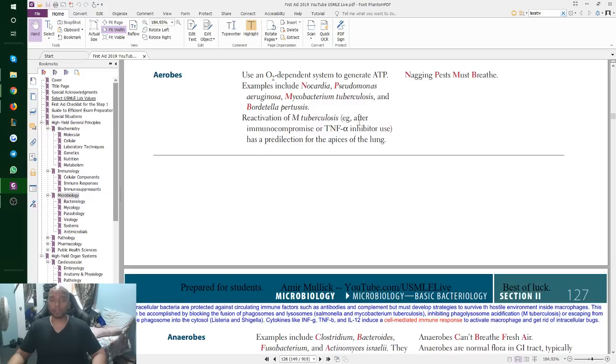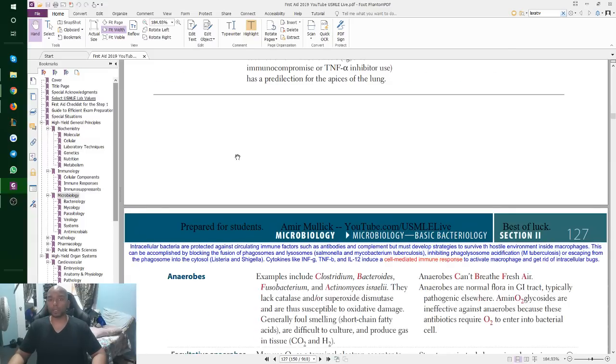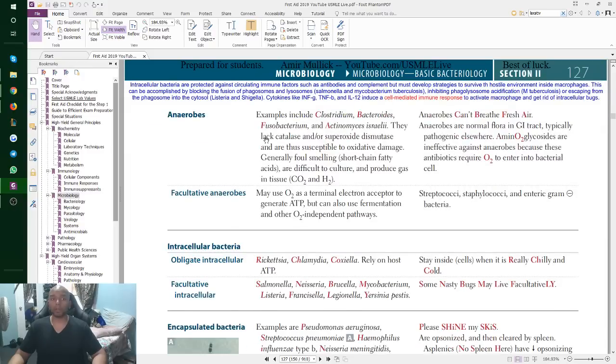Reactivation of M. tuberculosis after immunocompromise or TNF-alpha inhibitor use has a predilection for the apices of the lung, which is exactly what I was just talking about. Okay, so that's pretty nice to remember. Nocardia, Pseudomonas, and Bordetella being aerobes, you're going to see when we do Sketchy Micro images, they have a very specific symbol that they use for anaerobic versus aerobic, and that'll help you memorize that pretty well.